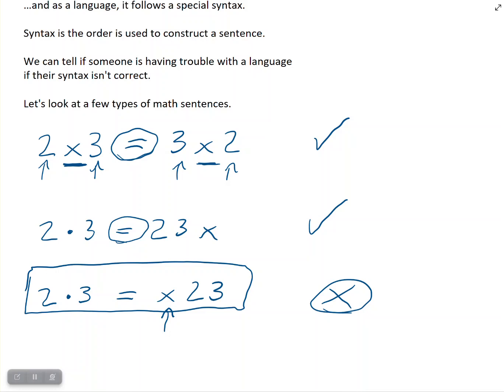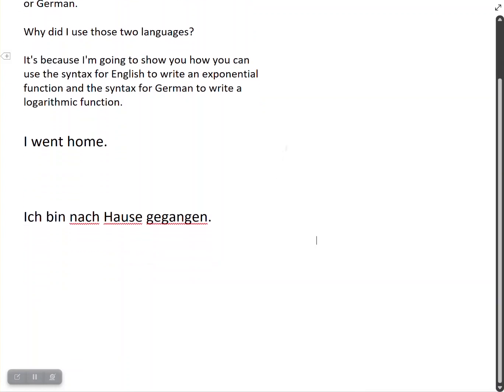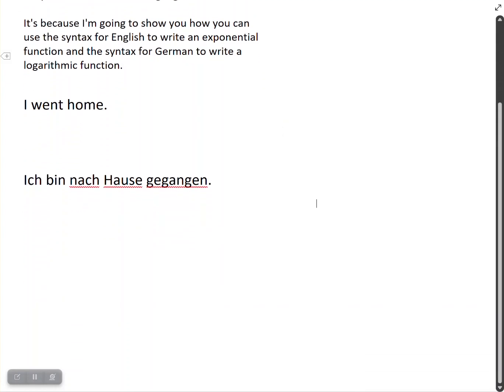So now let's take a look at this. I mentioned that math is a language like English or German. So why did I use these two languages? It's because I'm going to show you how you can use the syntax for English to write an exponential function and the syntax for German to write a logarithmic function. So here I have two different sentences, one in English, one in German.